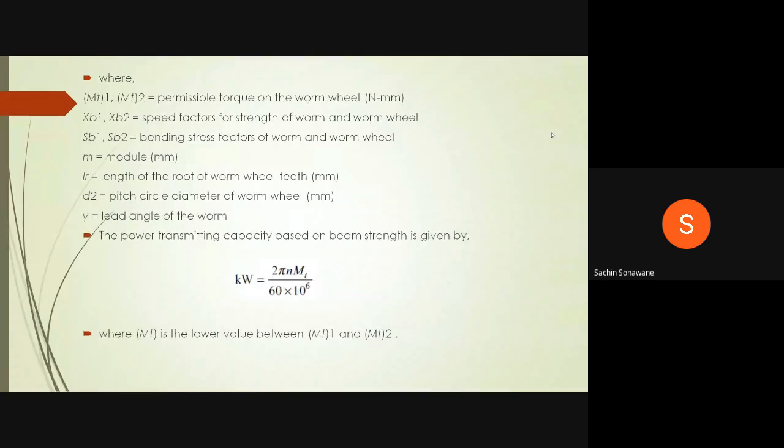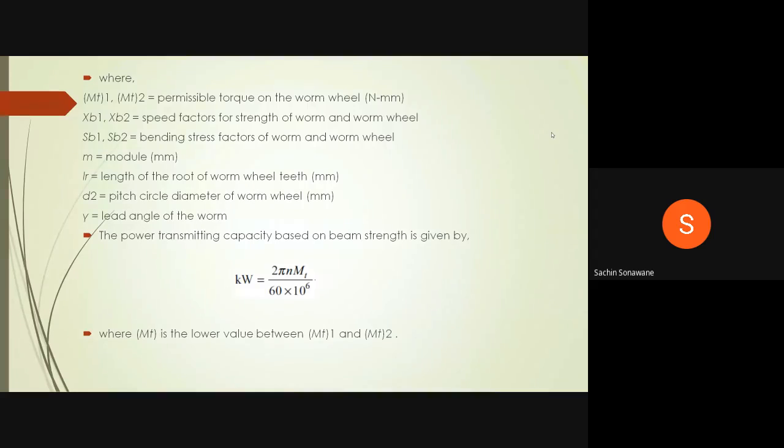Where MT1 and MT2 are permissible torques on the worm wheel in Newton mm. XB1 and XB2 are speed factors for strength of worm and worm wheel. SB1 and SB2 are bending stress factors of worm and worm wheel. m is equal to module in mm. LR is equal to length of the root of the worm wheel teeth in mm. d2 is equal to pitch circle diameter of worm wheel in mm. Gamma is equal to lead angle of the worm.